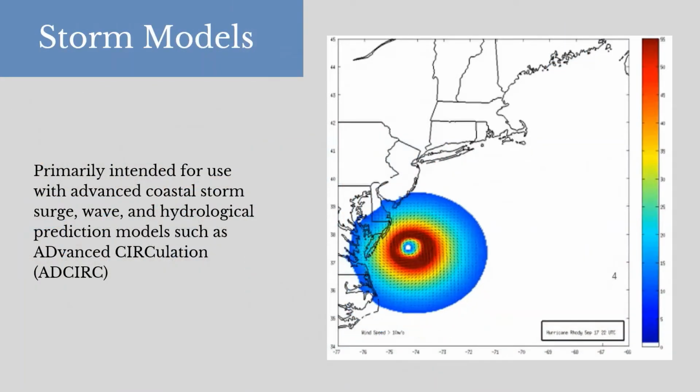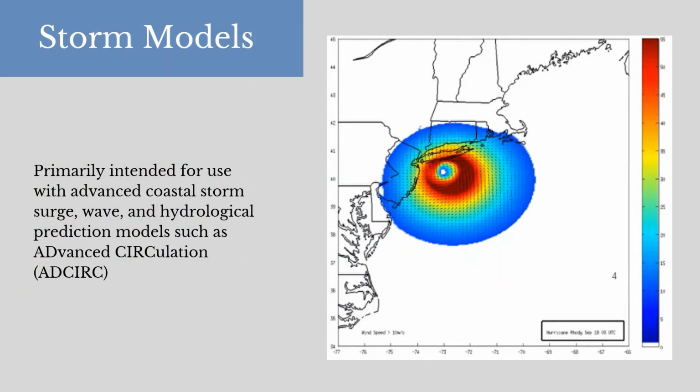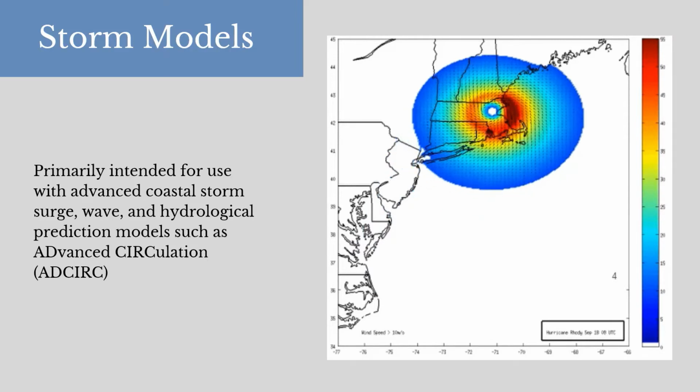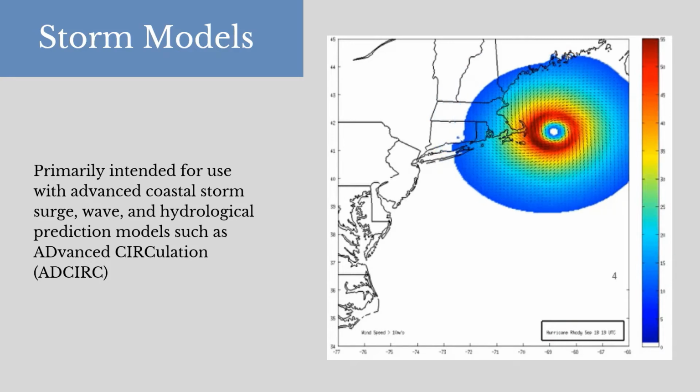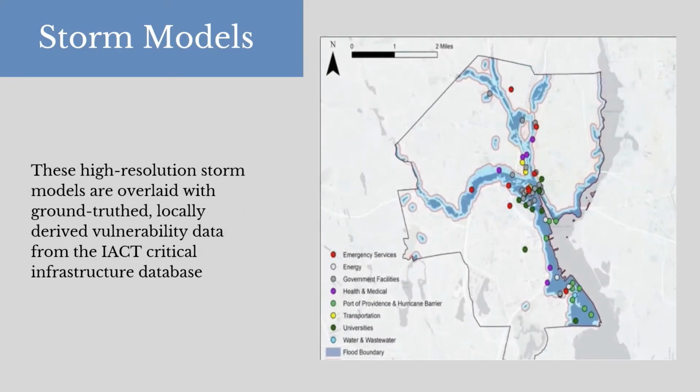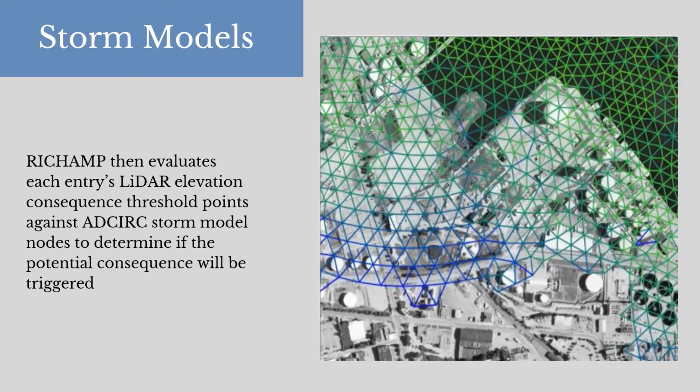sector. Though it can utilize a number of different storm data sources, RICHAMP is primarily intended for use with advanced coastal storm surge, wave, and hydrological prediction models such as ADCIRC. These high-resolution storm models are overlaid with ground-truthed, locally derived vulnerability data from the IACT Critical Infrastructure Database. RICHAMP then evaluates each entry's LiDAR elevation consequence threshold point against ADCIRC storm model nodes to determine if the potential consequence will be triggered and, in most cases, the estimated time of occurrence and the duration of impact.